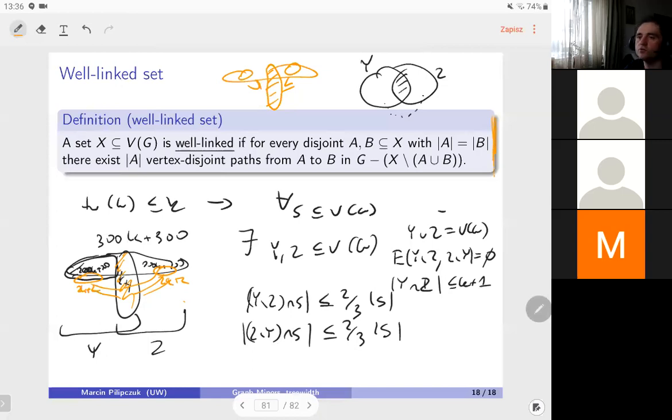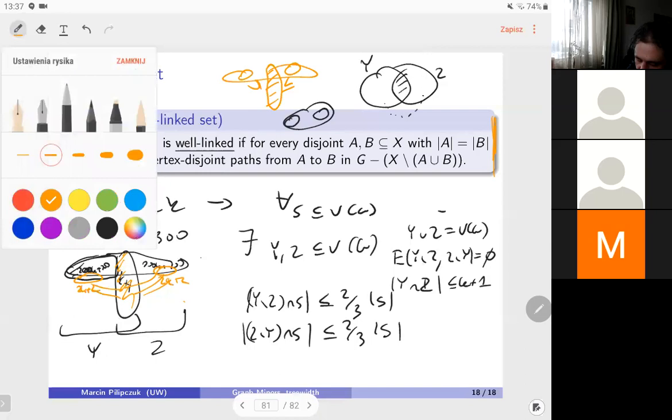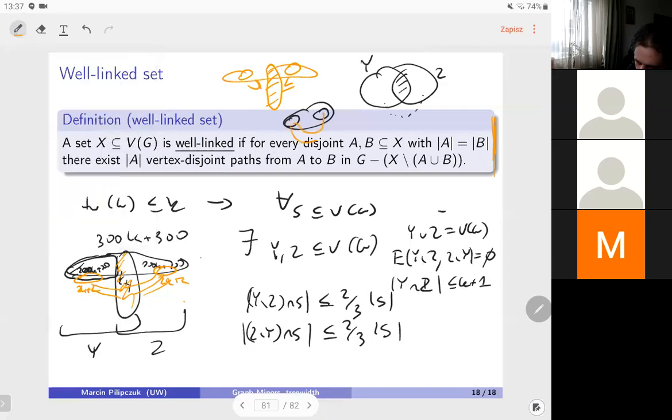This is the last thing I want to drag out of this proof and prove: a well-linked set is a set that, in a sense, you cannot split. Let's look at this definition here. A set is well linked if whenever you choose two disjoint sets of equal size inside, you can always join them with disjoint paths.